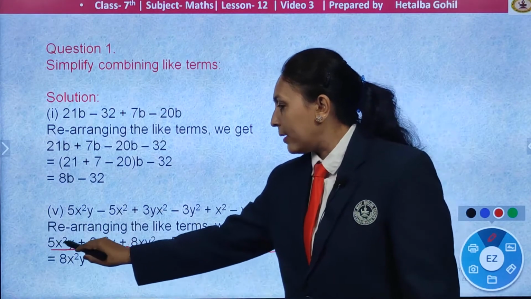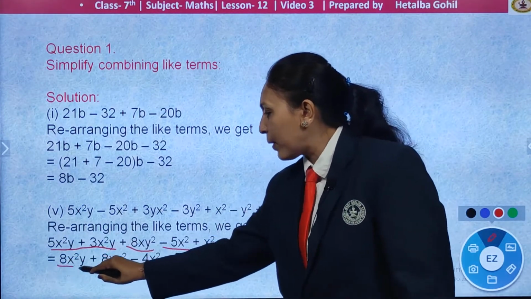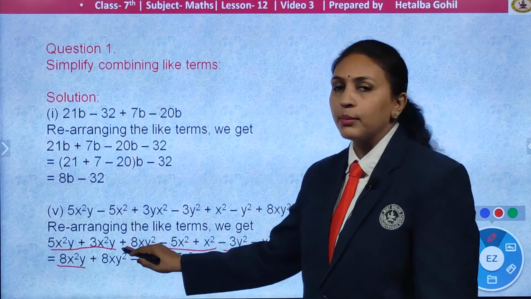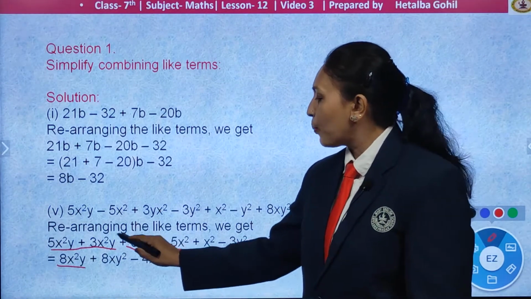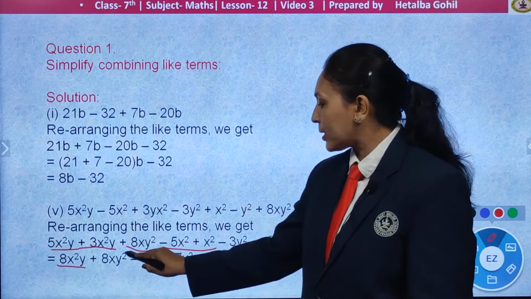Here we have to add. So 5 plus 3, 8x square y. You do not have any other term to add or subtract with it. So put as it is, that is 8xy square.